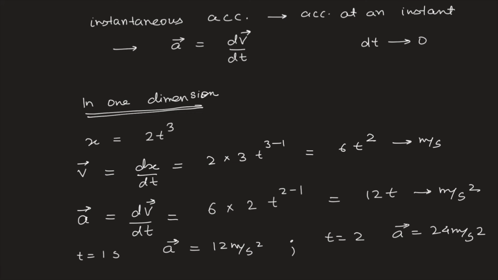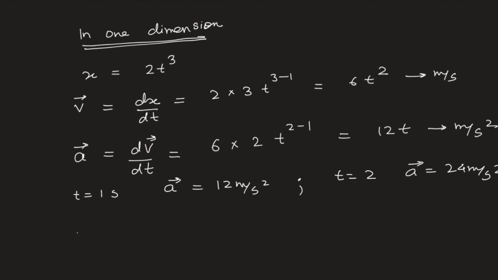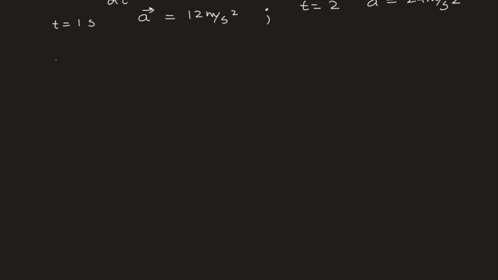Now there is one small confusion that students generally tend to land up in. It is a confusion that students often have, and I want to discuss it here. So let's say the position is given as, what was the last position? I'll rather use the same one. Why change it? The last position was x equals 2t cubed, right? This was your position.